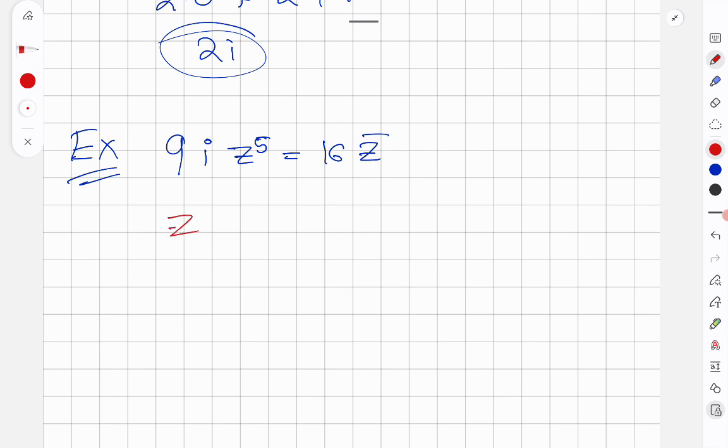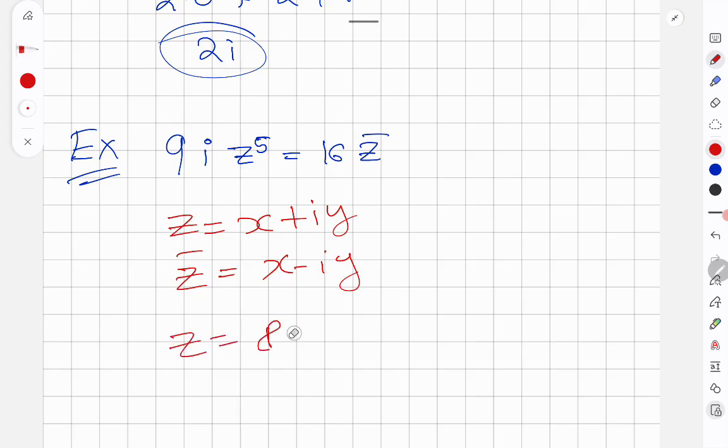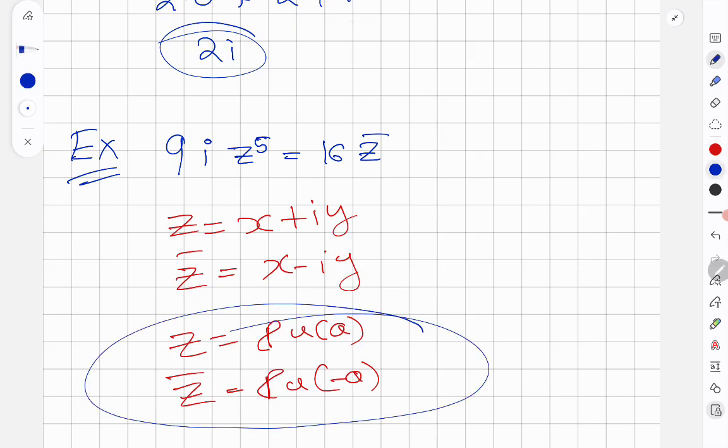And one more thing, z equals x plus iy, and z conjugate is x minus iy. So z can be written as rho u theta, so z conjugate is rho u minus theta. Why is that? You can prove it yourself. Rho was a conjugate, right?